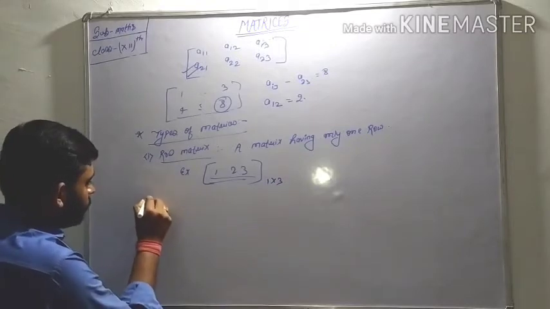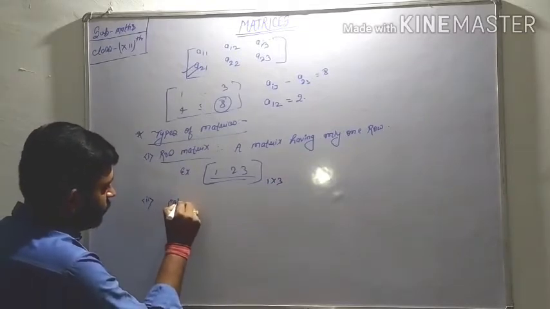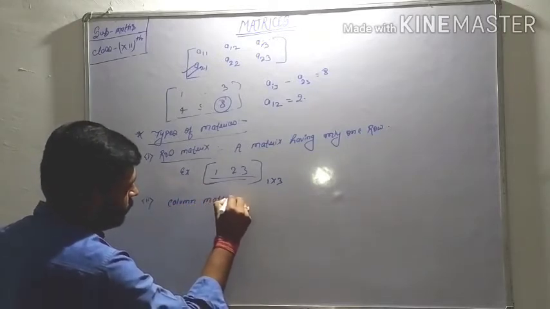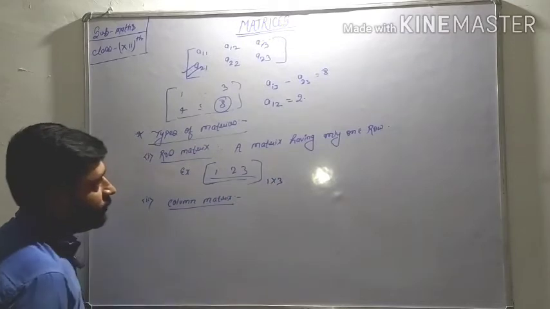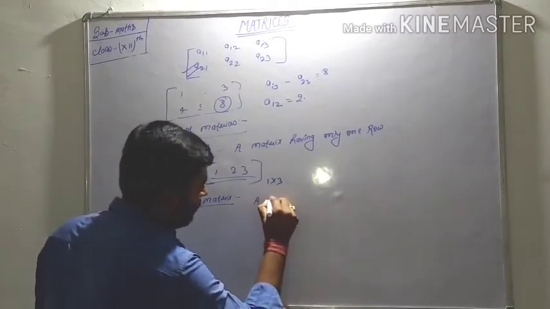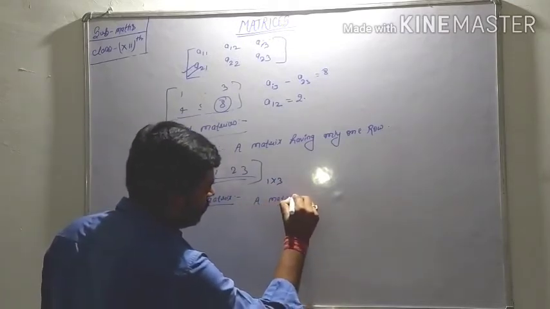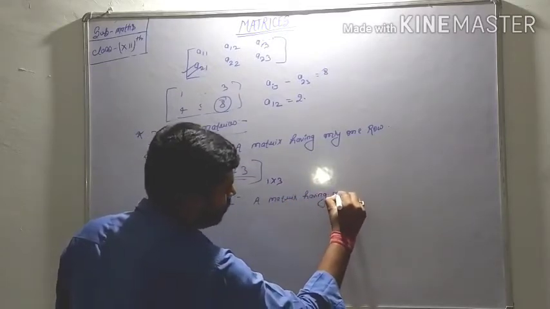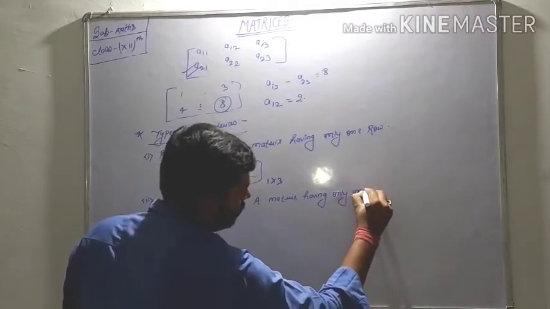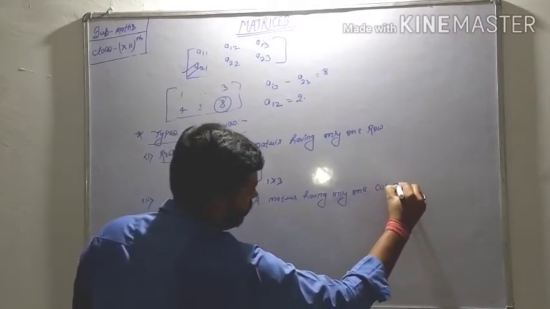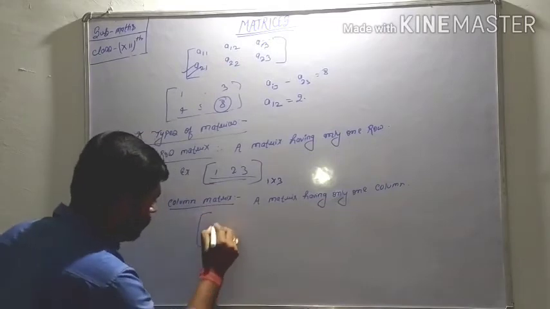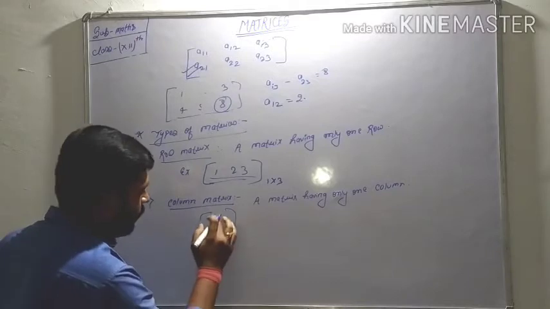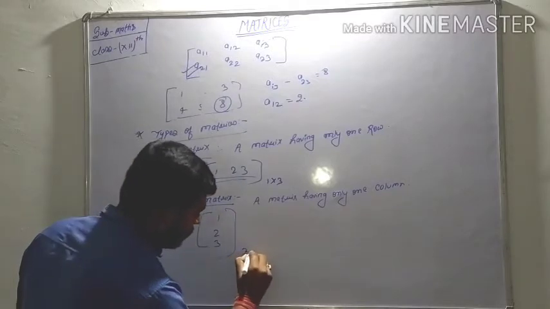Number 2, column matrix. A column matrix is a matrix having only one column. For example, 1, 2, 3 in one column, that means 3 into 1.